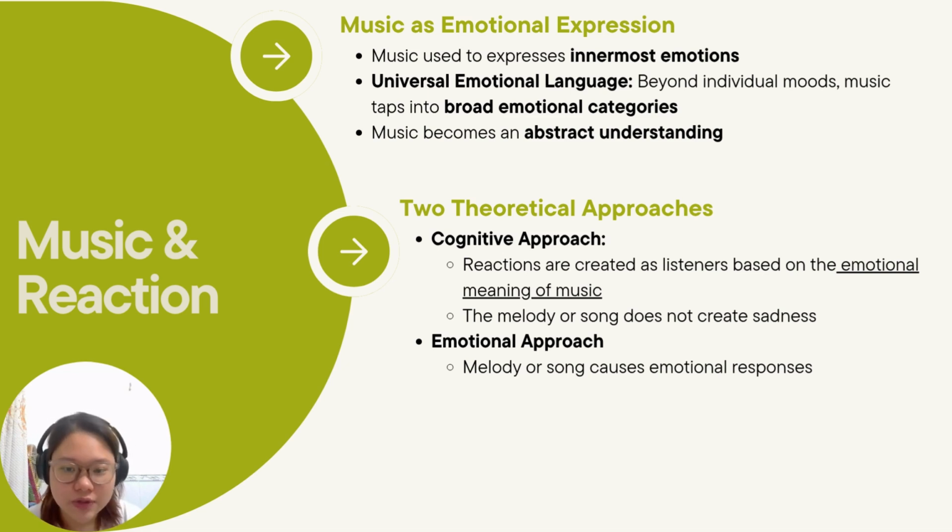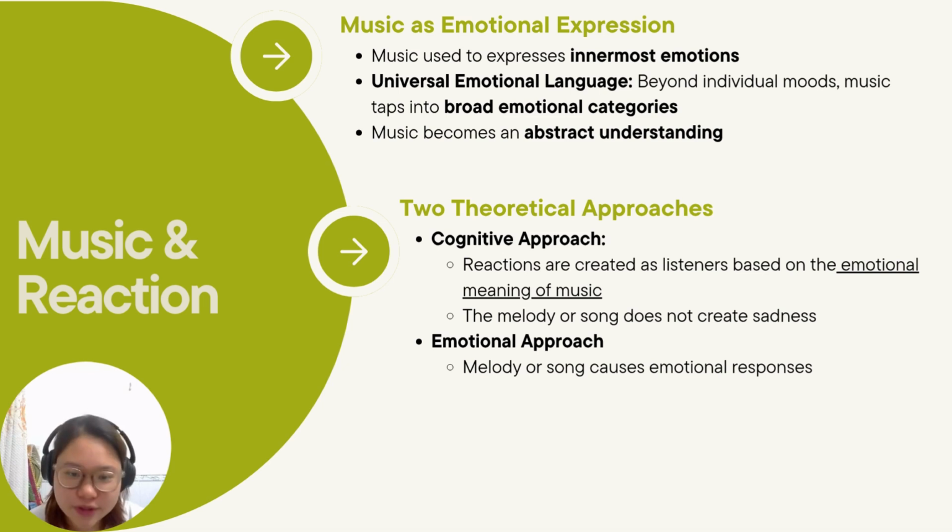It goes beyond just individual moods. Music also taps into a broad emotional category that everyone shares when they hear it. That's why, like I said, musicians with a lot of breakups write very good sad songs, and when we hear their songs, we also catch that emotion of sadness and heartbreak. Music therefore becomes an abstract understanding of an individual's emotional life. For example, when our friend posts a story on Instagram or Facebook with a very sad song, we know something is going on with her boyfriend. She must be very sad. That is the universal emotional language of music.